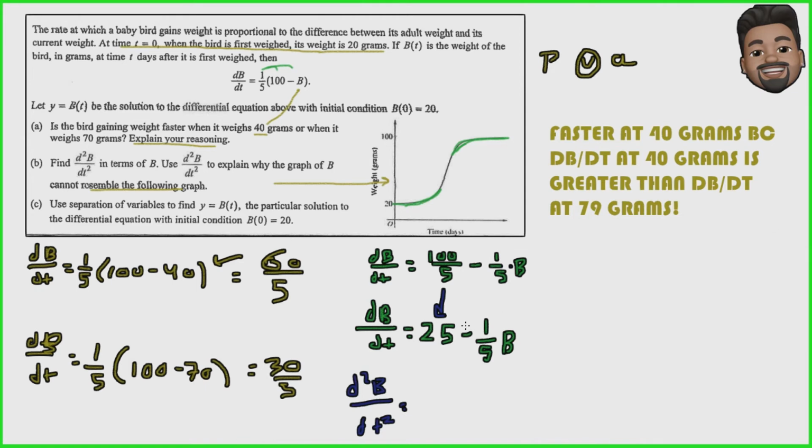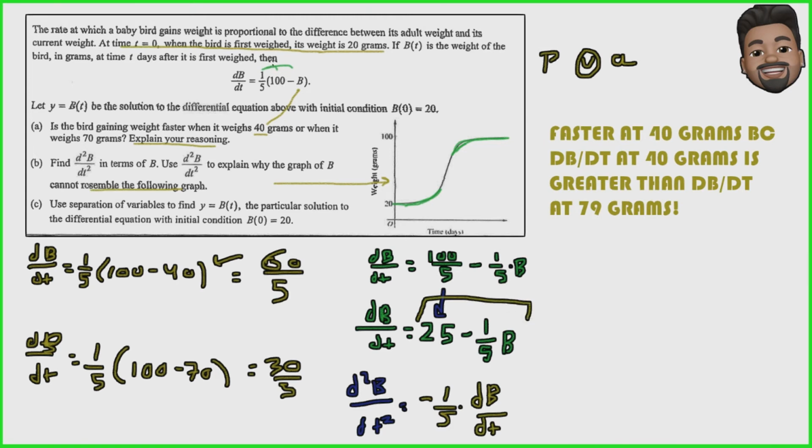Well, here's the good news. If I take our second derivative, this is actually wonderful because the derivative of 25 is gone. That's 0. And we get negative 1/5 dB over dt, right? Because we're taking the derivative of b with respect to t. There's no t, so it's implicit differentiation, and we get this right here. Luckily, we already know what dB over dt is. dB over dt is right here.